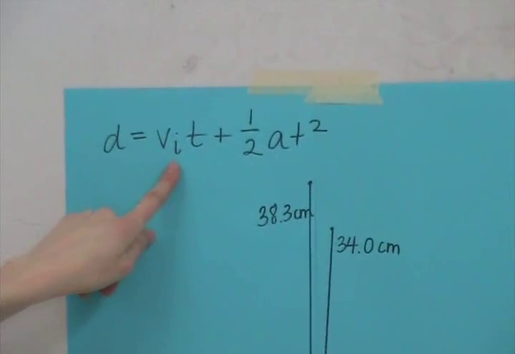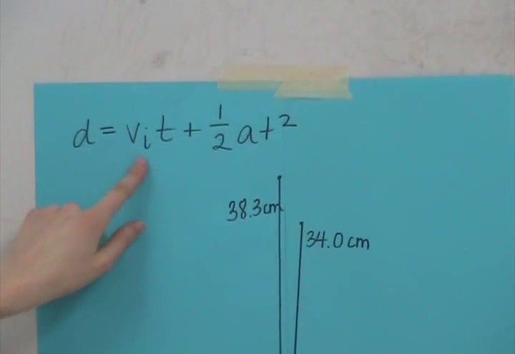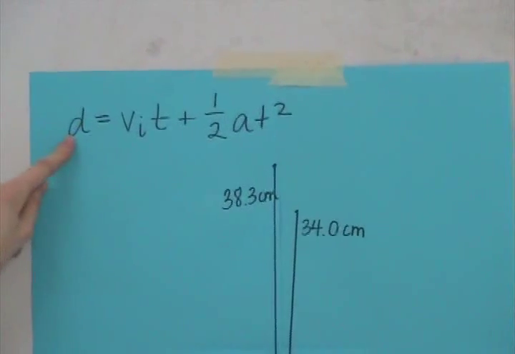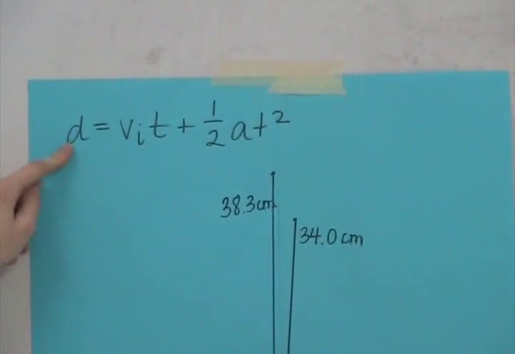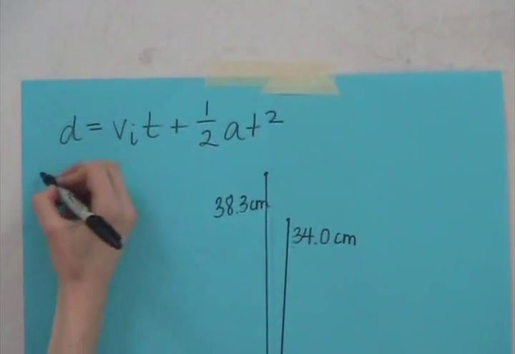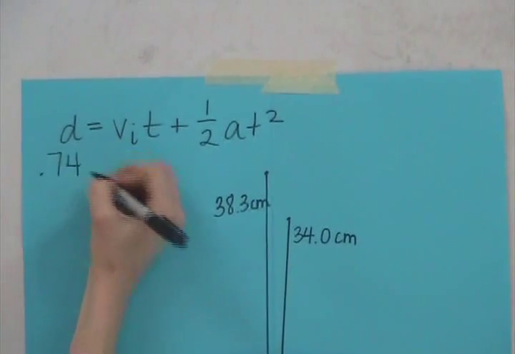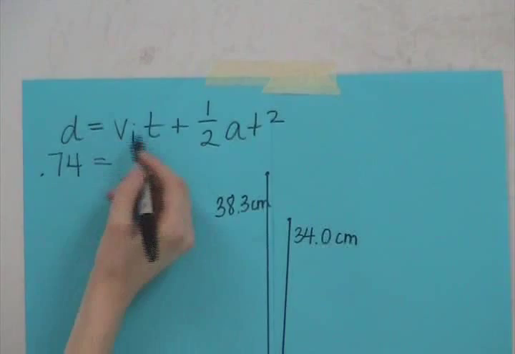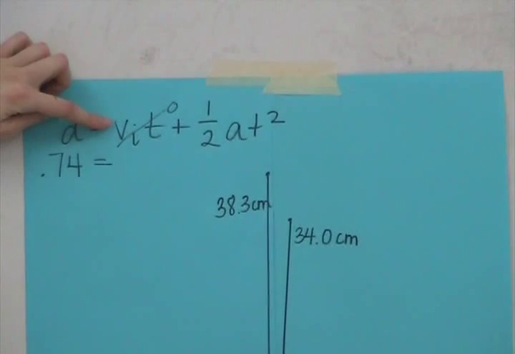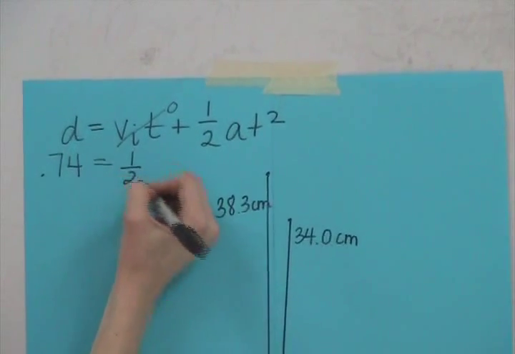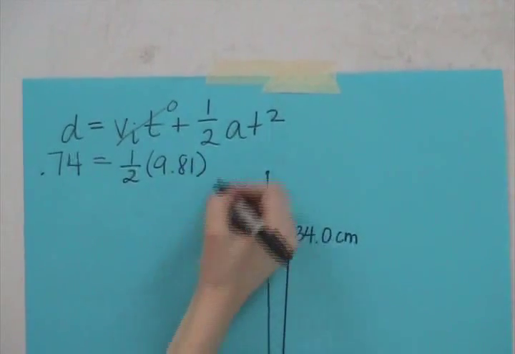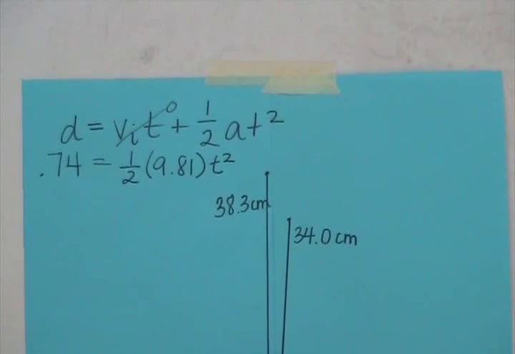The initial velocity, like we do with anything in free fall, we say that it's 0. The distance, I've already calculated the height of the table, and I calculated it to be 0.74 meters or 74 centimeters. So we'll write 0.74 as the distance, equals, this term goes to 0 since the initial velocity we take to be 0. So that will equal 1/2 times the acceleration due to gravity, which is 9.81, and then times t squared.